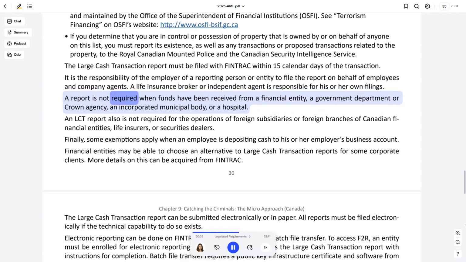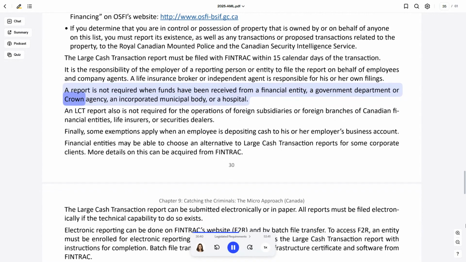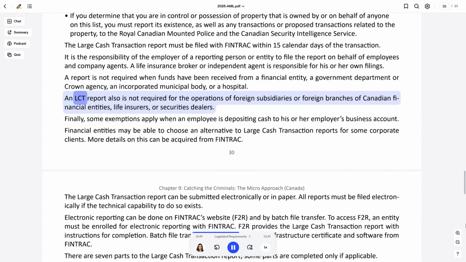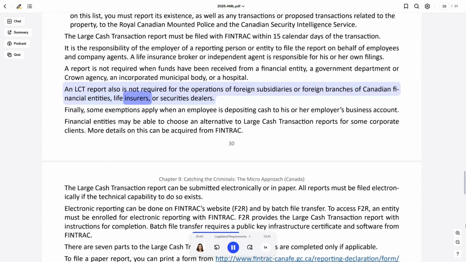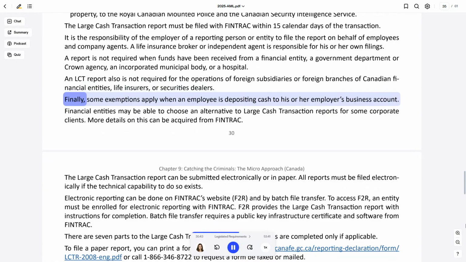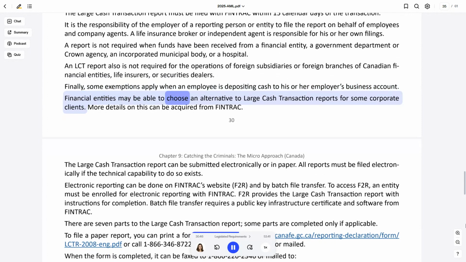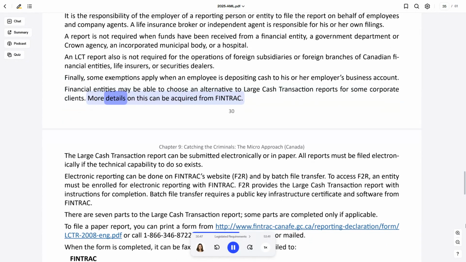A report is not required when funds have been received from a financial entity, a government department or crown agency, an incorporated municipal body, or a hospital. An LCT report also is not required for the operations of foreign subsidiaries or foreign branches of Canadian financial entities, life insurers, or securities dealers. Finally, some exemptions apply when an employee is depositing cash to his or her employer's business account. Financial entities may be able to choose an alternative to large cash transaction reports for some corporate clients. More details on this can be acquired from FINTRAC.